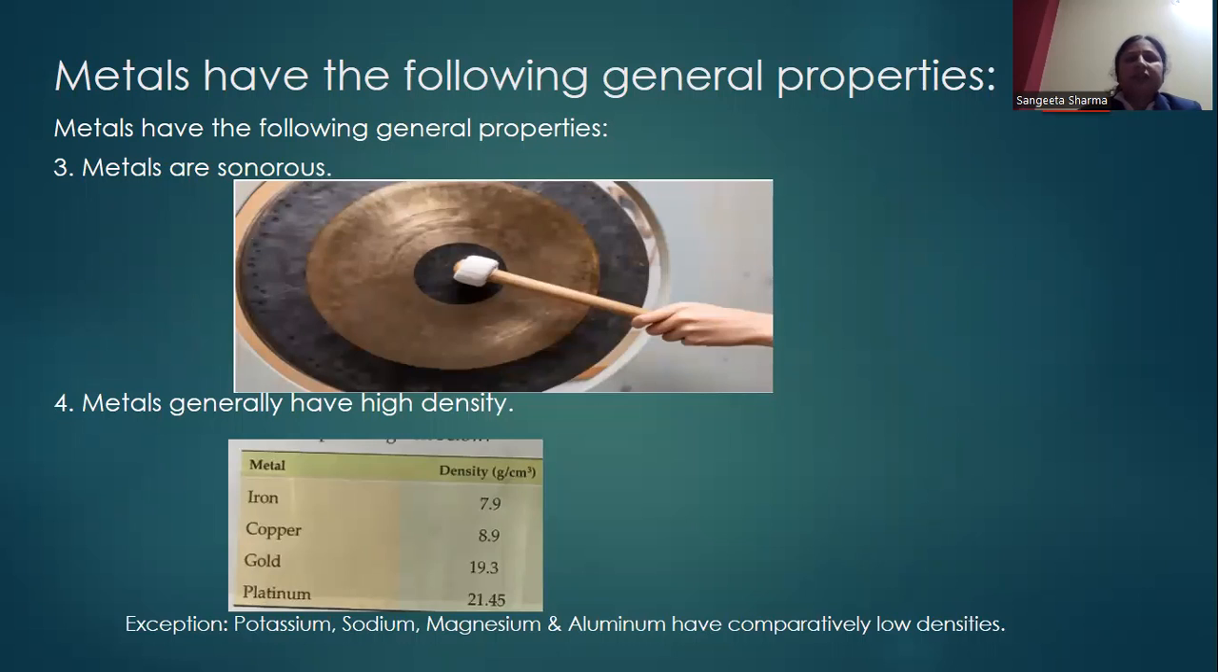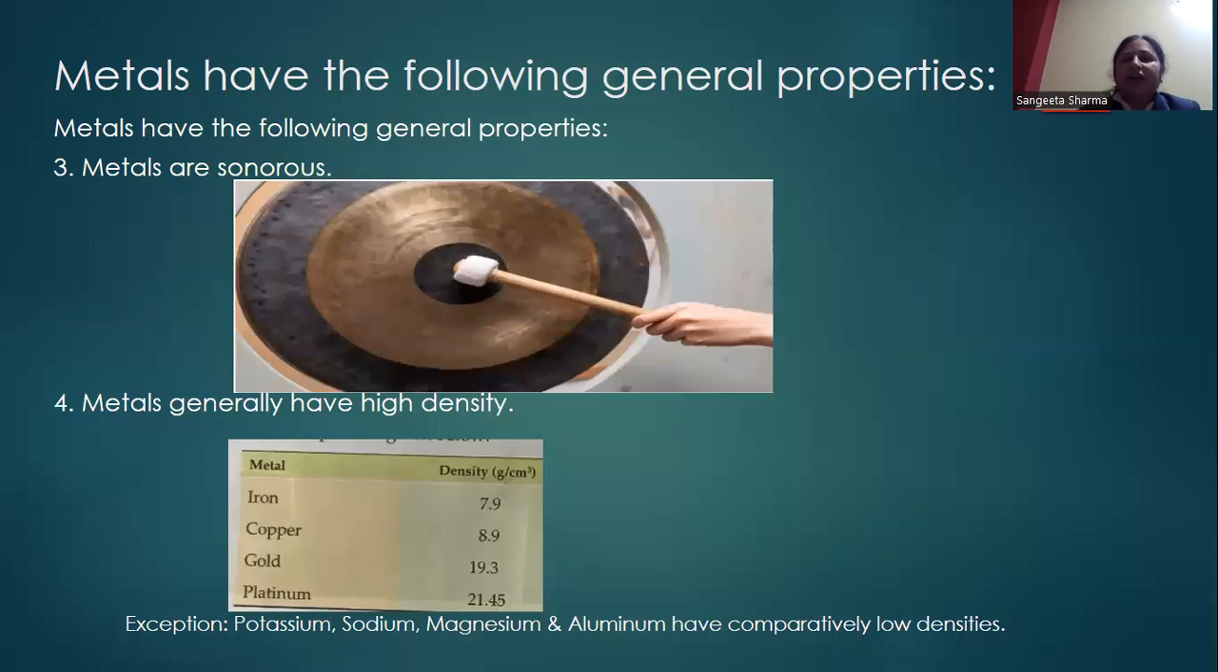Metals have the sonorous property, or you can say metals are sonorous, meaning they have the tendency to produce sound. When you clank them with a spoon, or they fall down from your hands, they produce a sound. That's why we call metals sonorous.